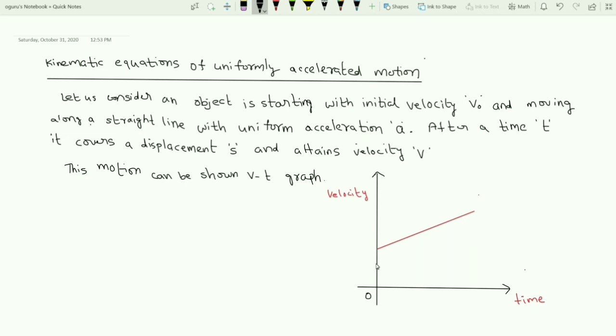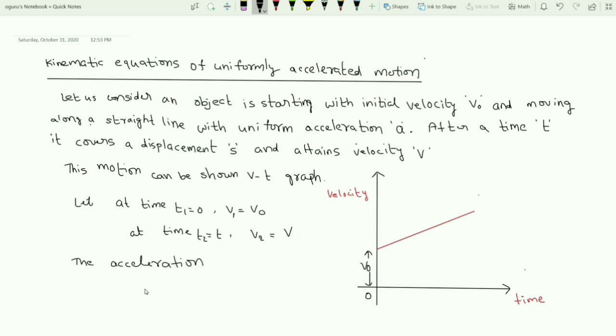Now, we have already discussed that the body starts with initial velocity v0. Let us say this is v0, the initial velocity of the body. Let at a time t1 equal to 0, the velocity v1 be equal to v0, the initial velocity. After a time t, that is t2 equal to t, the velocity v2 is equal to v, that is, the final velocity of the body.